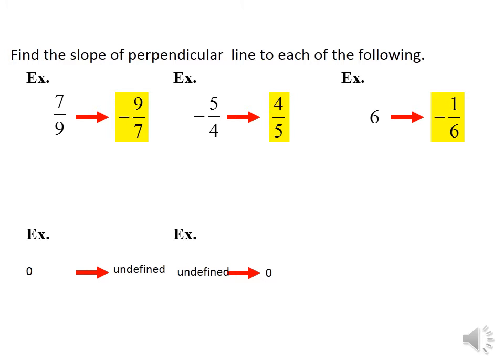Vertical and horizontal lines: one of the two slopes equals 0. That means the line is parallel to the x-axis, right? And the other must be parallel to the y-axis. So the slope of any line parallel to the y-axis is undefined. The last one, if the first line's slope is undefined, it means the line is parallel to the y-axis. Finally, I can find the perpendicular to it, which is parallel to the x-axis and also equals 0. And this is a special case in two perpendicular lines.